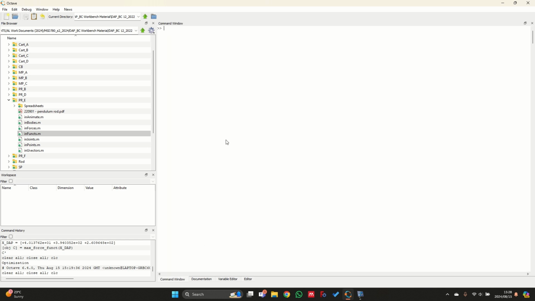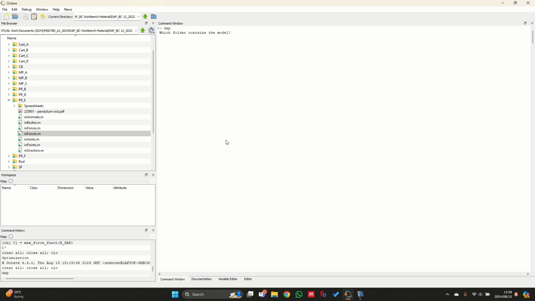And I'm just going to type in over here DAP, then it asks which folder contains the model. So I'm just going to say PR_E, and then it asks whether I want to correct the initial conditions. As usual, I want to correct it since it's good practice to just make sure there's continuity in the system. And I can also then double check that my corrected coordinates do indeed correlate with what I gave in as input. So we do have the correct XY coordinates, and we know that the system also starts at minus 30 degrees.